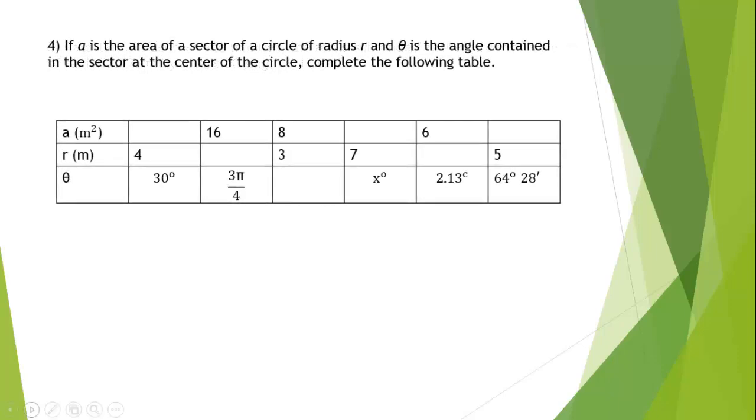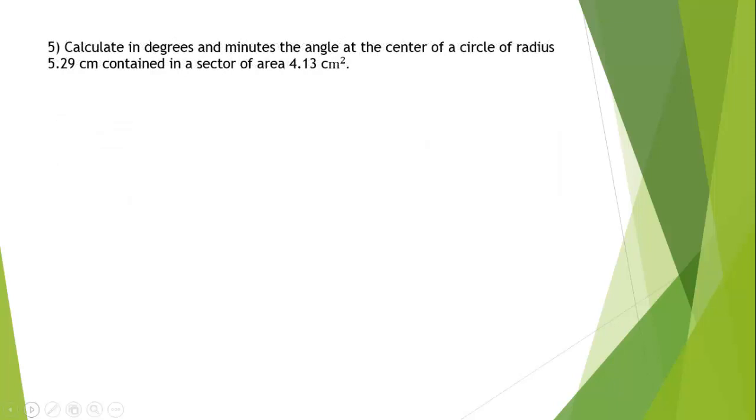Question number 4. If A is the area of a sector of the circle of radius r and theta is the angle contained in the sector at the center of the circle, complete the following table. Question number 5. Calculate in degrees and minutes the angle at the center of a circle of radius 5.29 cm contained in a sector of area 4.13 cm square.